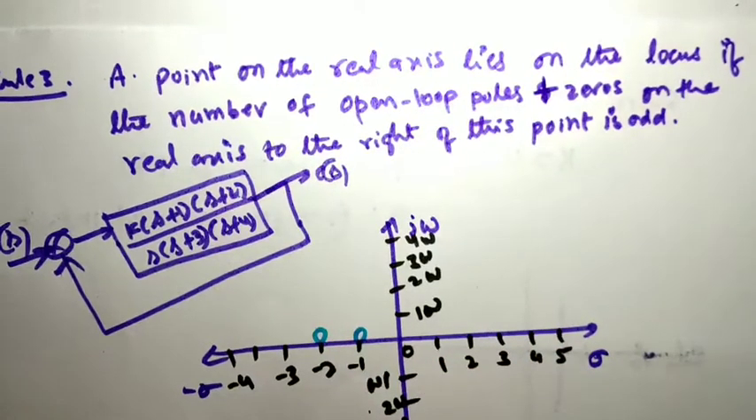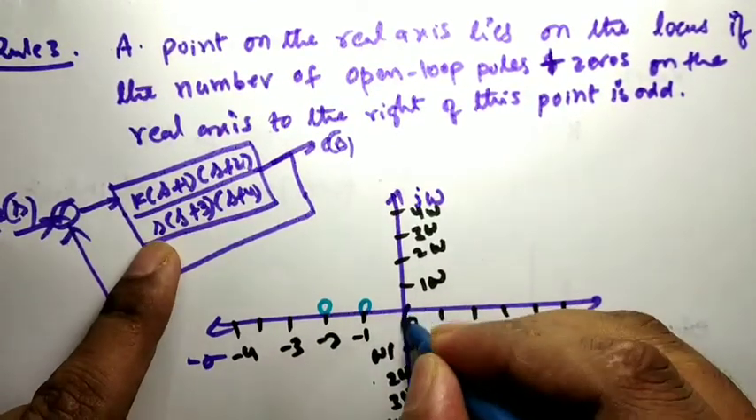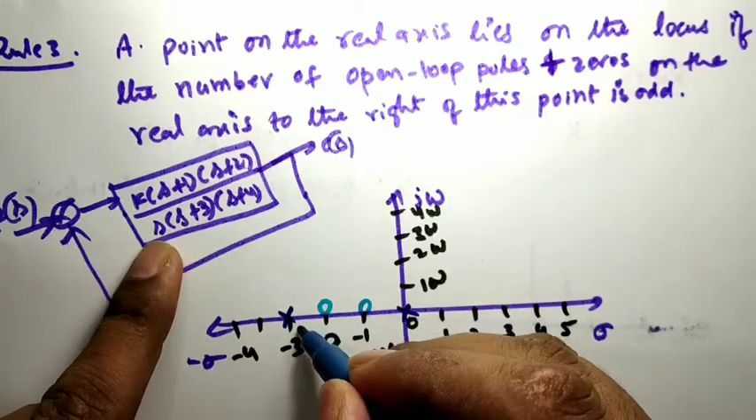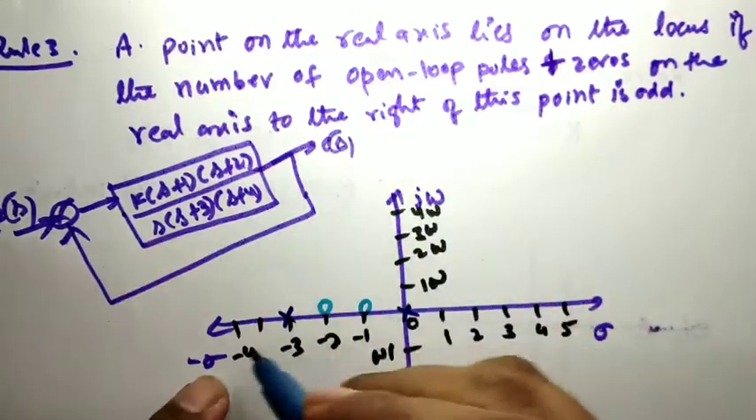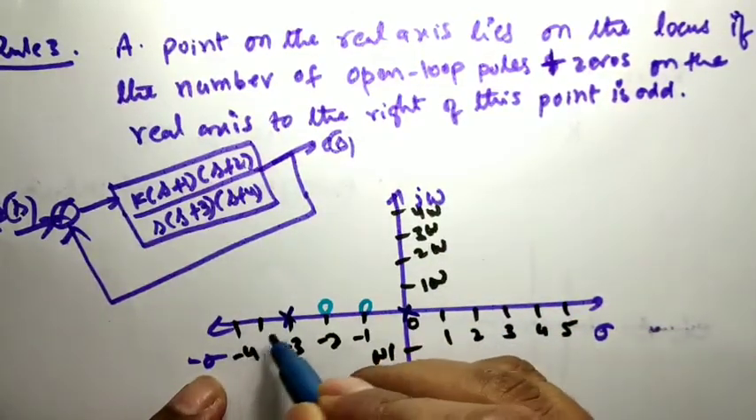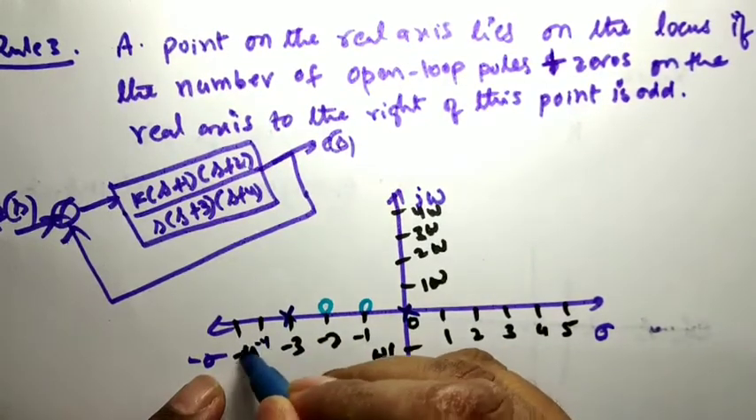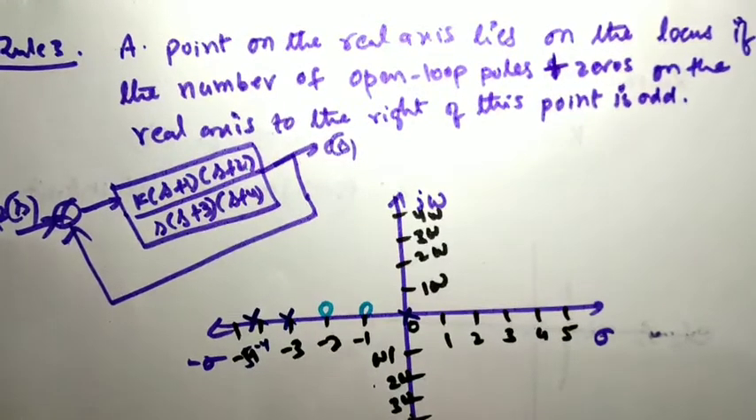Now I am going to locate the poles. Here S is equal to 0, which means there is one pole here, right? S is equal to minus 3, here is another pole, and S is equal to minus 4, so here is another pole. Okay, so what you have to do is take any test point on the real axis.